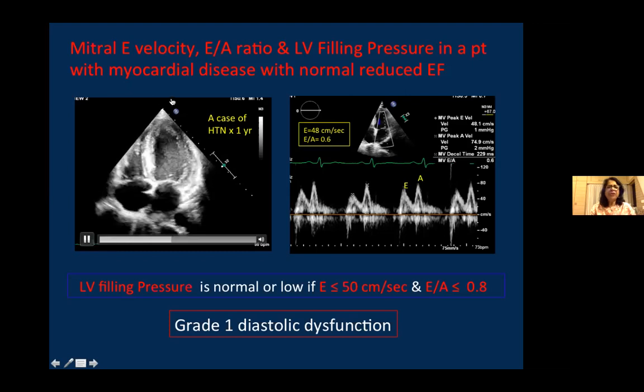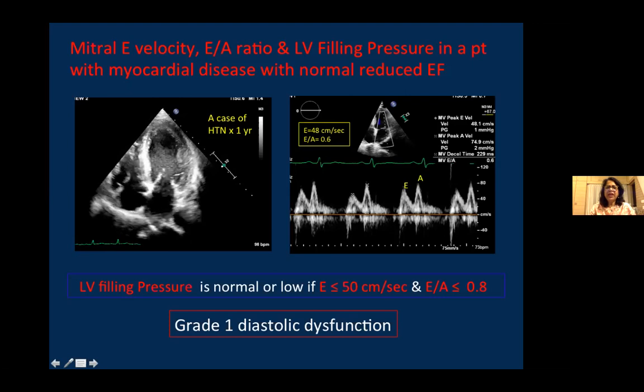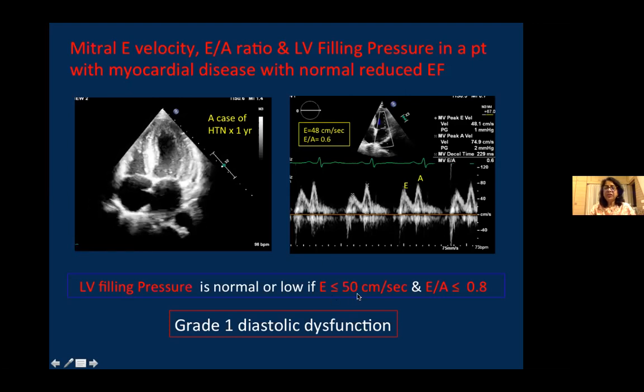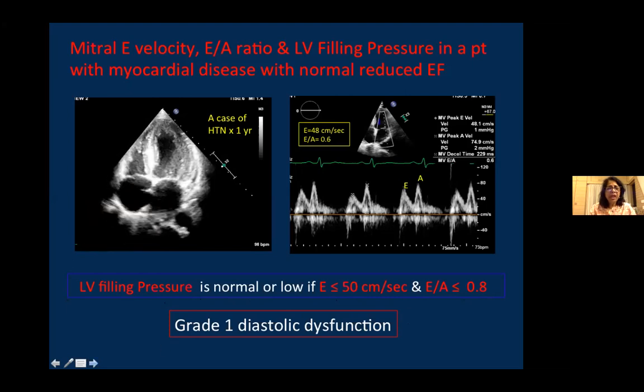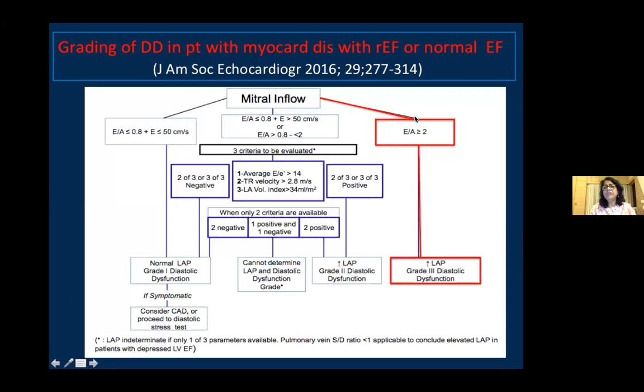So a patient of hypertension having some myocardial disease with a normal EF in this case, if you get a pattern like this where E wave velocity is less than 50 centimeter per second and EA ratio less than 0.8, we say that LV filling pressure is normal or low, and we label this as grade 1 diastolic dysfunction. Clear? And let us look at the extreme right arm of this flow chart.